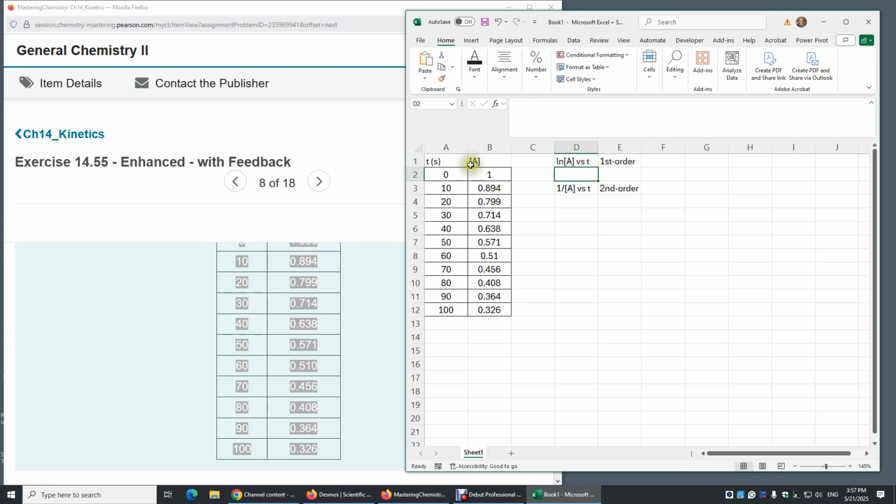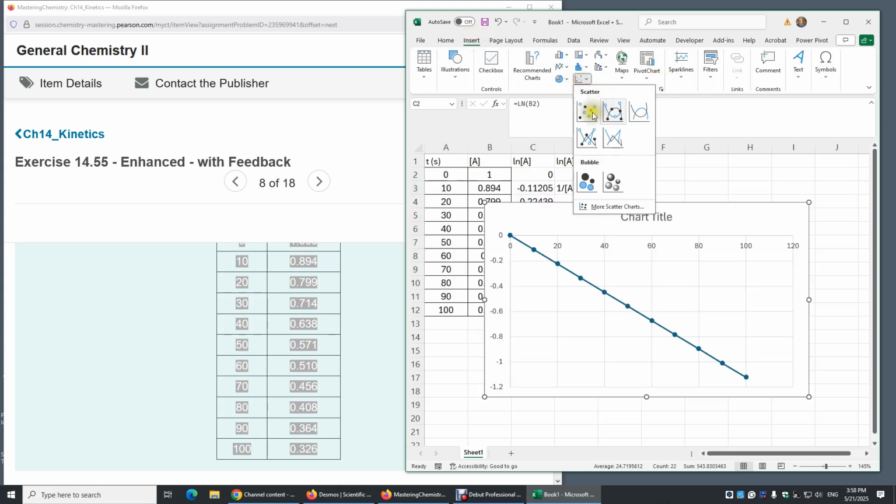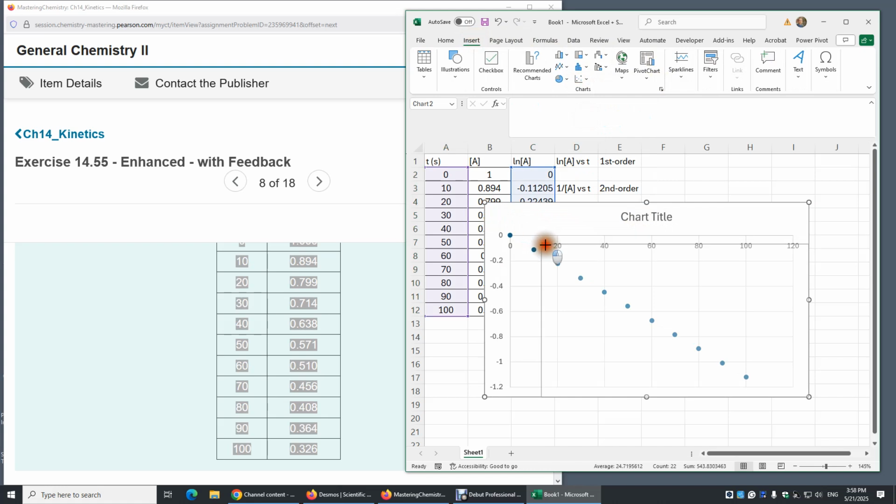The first one, ln A versus t. I'll put ln A here, the natural logarithm of A. I'm just going to use the equation embedded in Excel, click the bottom right corner and drag it down. Then I'm going to plot ln A versus time. This is my horizontal axis, this is my vertical axis. Insert, and yeah, it looks linear.